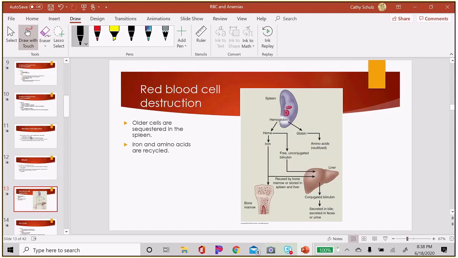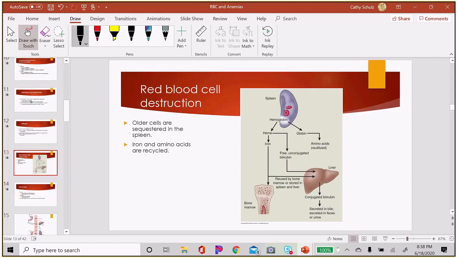So here we are, the red blood cell is ready for destruction. The older cells are sequestered in the spleen, and we have our iron and amino acids that are recycled. And the porphyrin part especially goes through some enzyme reactions to become bilirubin. That extra bilirubin can be in our bloodstream, or we can conjugate it and get it ready to be removed in bile and urine.